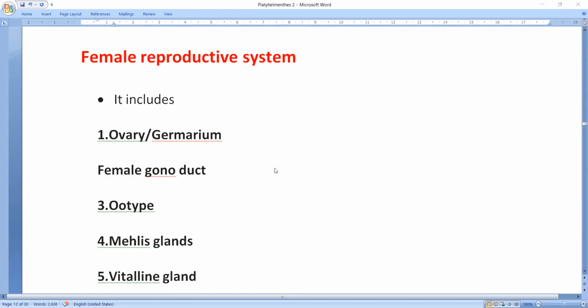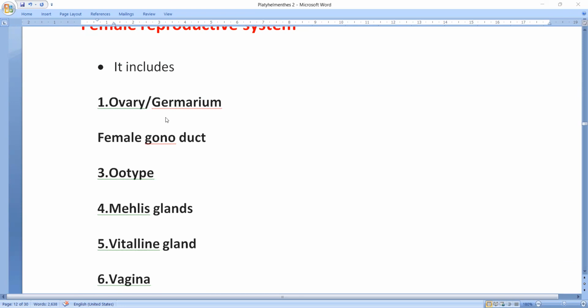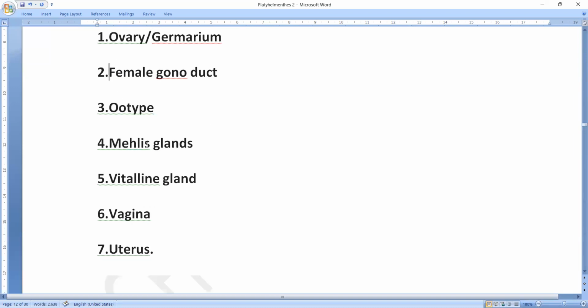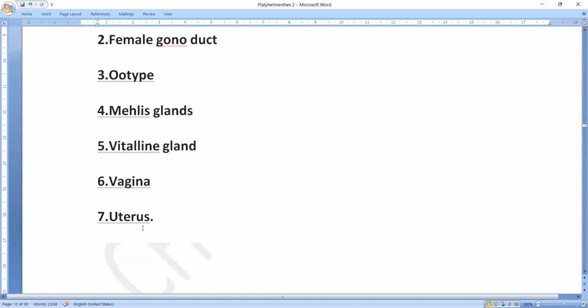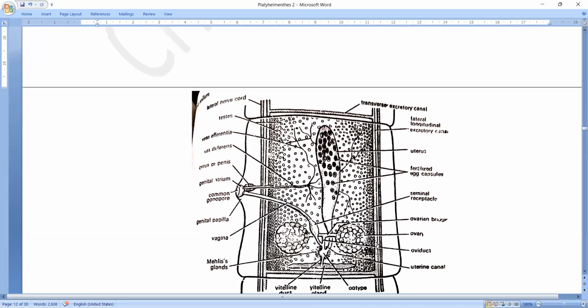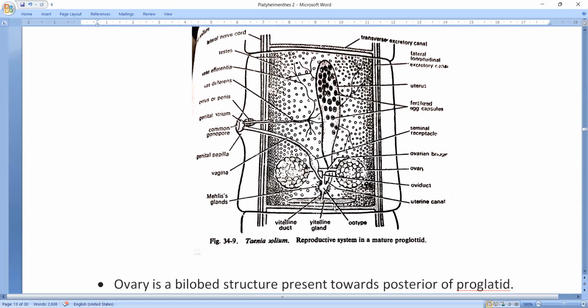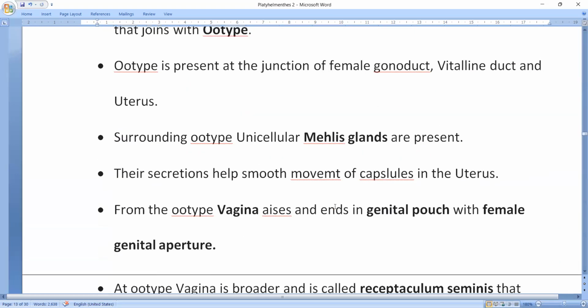In the female reproductive system, just now we have seen the ovary, which is bilobed. That is also known as germarium. Then a female gonoduct, ootype, Mehlis glands, vitelline gland, vagina, and uterus, which we have already seen. One pair of ovaries, ootype, uterus, vagina, seminal receptacle, and surrounding the ootype unicellular Mehlis glands are present, and these are the vitelline glands.